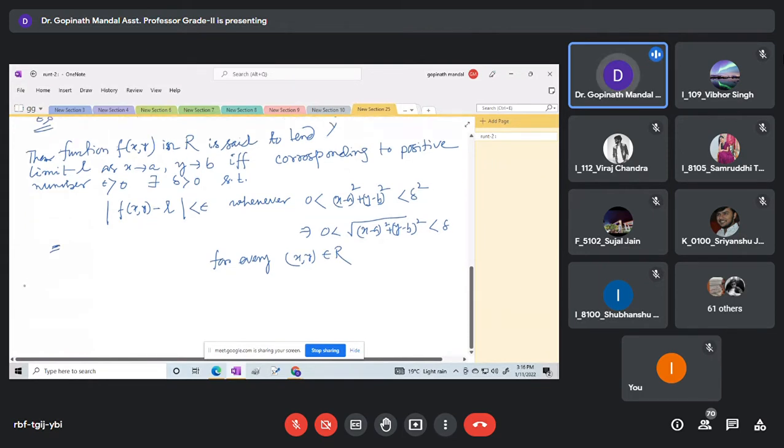Now the working rule: how to find the limit for a two variable function.